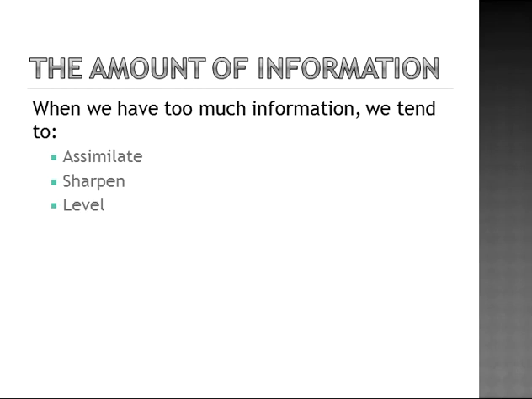Now, the amount of information. When we have too much information, we tend to do some things. We can assimilate, sharpen, or level. Assimilate, a description of a message in which the information has been modified to fit the existing beliefs and knowledge of the person sending the message before it is passed on to others. So you receive a great deal of information, too much information to really do anything about. You may assimilate it. And this is the same type of assimilation that you may recall from Jean Piaget and his cognitive development. He talked about assimilation and things of that nature.